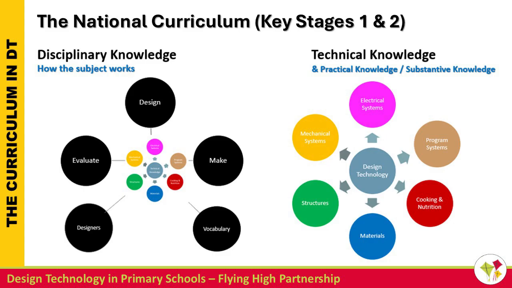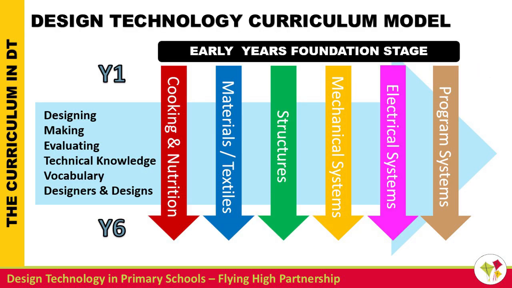At Key Stage 1, children are focused on cooking and nutrition, textiles, structures and mechanical systems. And when they transition into Key Stage 2, they widen this focus to include electrical and program systems. This diagram shows how the curriculum can be implemented as a progressive scheme of work that delivers the curriculum endpoints at the end of Key Stages 1 and 2.